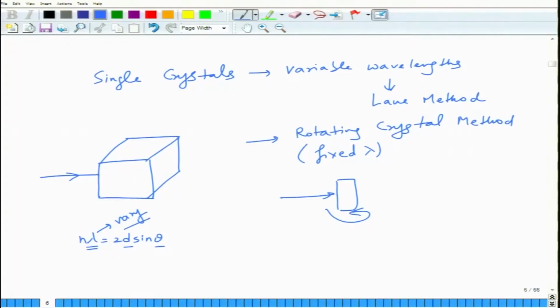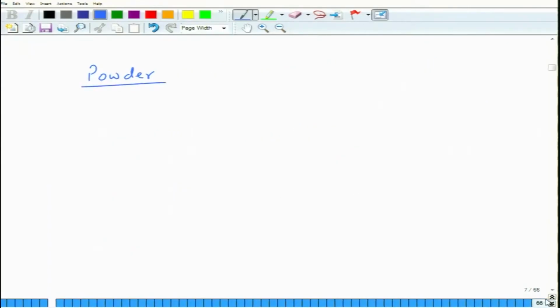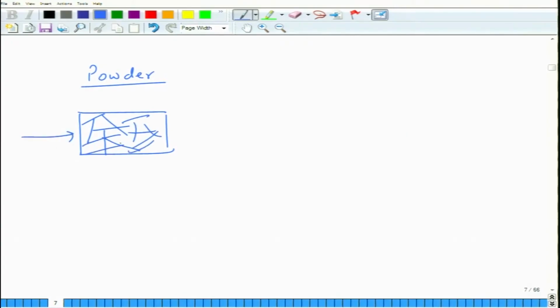If you do not want to vary lambda, then you need to create more opportunities for theta, which means you need to rotate the crystal, okay, for diffraction to occur so that you can get some data out of it. However, in case of powder specimens, if you have a bunch of powder, one HKL might be like this, another HKL might be like this, another could be this. So, you can have multiple orientations of HKLs. So, when the beam comes, it will always find some plane for diffraction which is oriented perfectly according to Bragg's law.